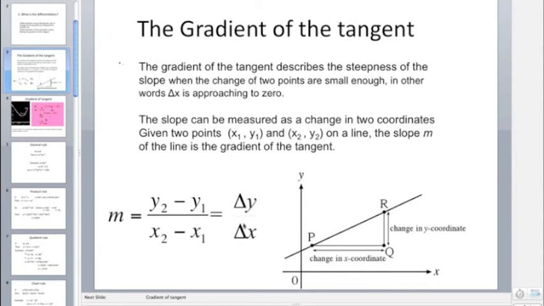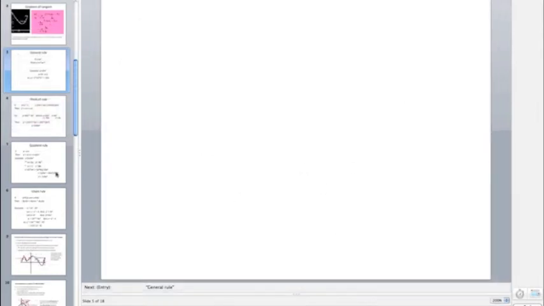Now Alex will explain the rules. Differentiation is one of the major parts of calculus. Next, I'd like to talk about four rules related to differentiation. They are the general rule, product rule, quotient rule, and chain rule. Let's move to the general rule.